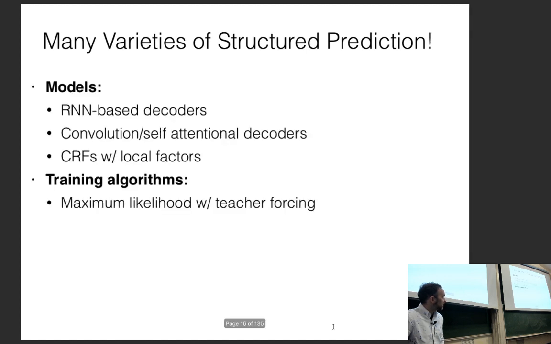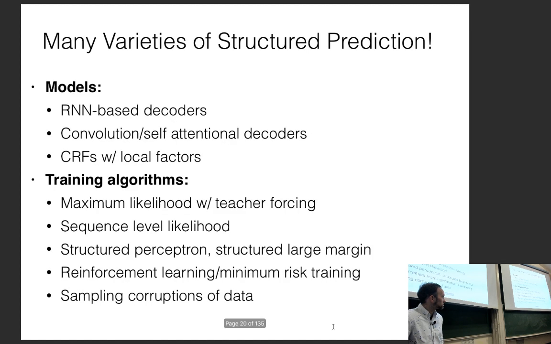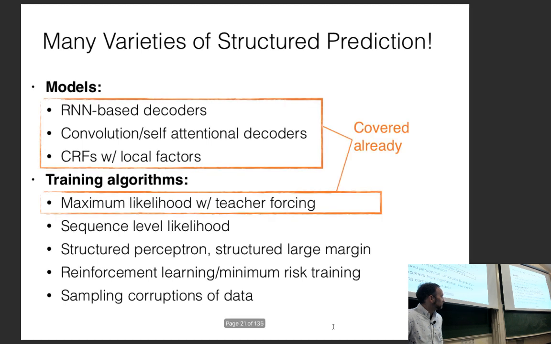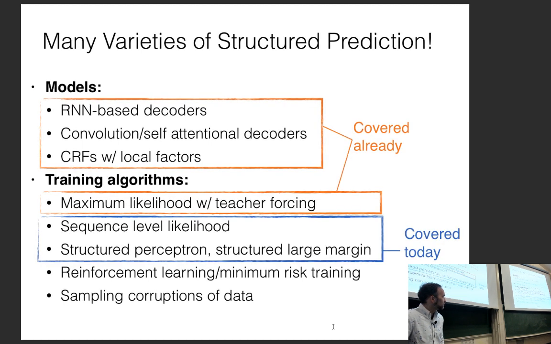I talked about the many varieties of structured prediction before. So we've covered these ones already. And I'm going to talk about sequence level likelihood, structured perceptron, and structured large margin today.